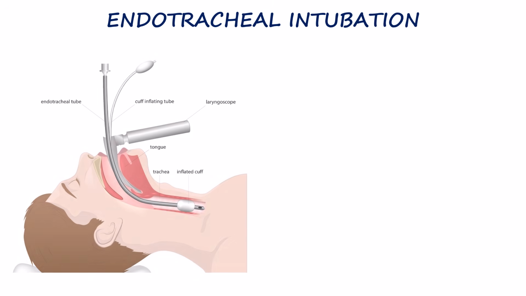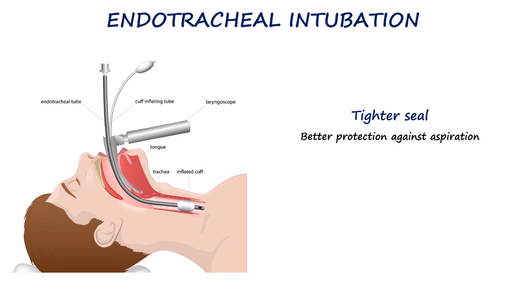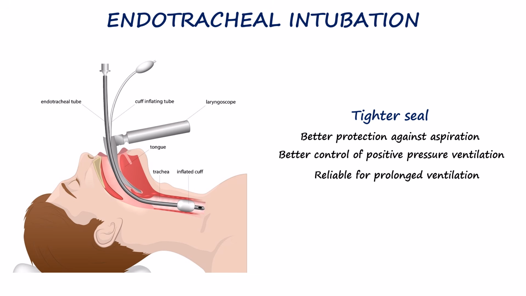That is why endotracheal intubation is considered the gold standard of advanced airway management. It involves passing a tube through the vocal cords into the trachea, securing a definitive airway with a good seal. Compared with supraglottic devices like the laryngeal mask airway, endotracheal intubation offers superior protection against aspiration, better control of positive pressure ventilation and tidal volume delivery, and is more reliable for prolonged ventilation.